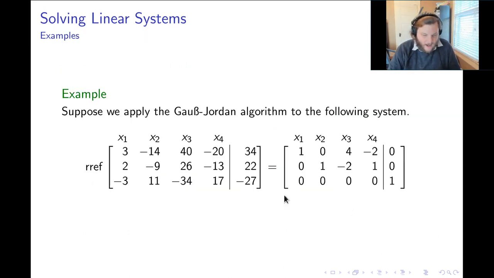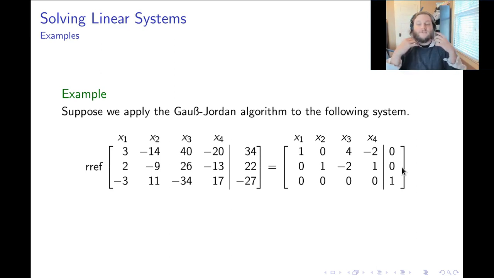So here I was studying this system, which had three equations with four variables. And as you can see, this system is terrible. So how did I make my life easier? I took this augmented matrix and I plugged it into the Gauss-Jordan algorithm. And then the Gauss-Jordan algorithm spit out a reduced row echelon form version of the system.